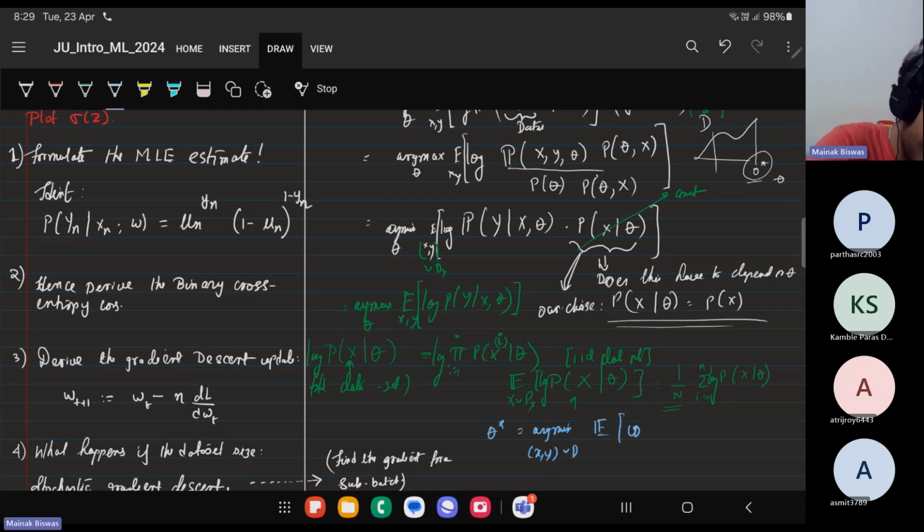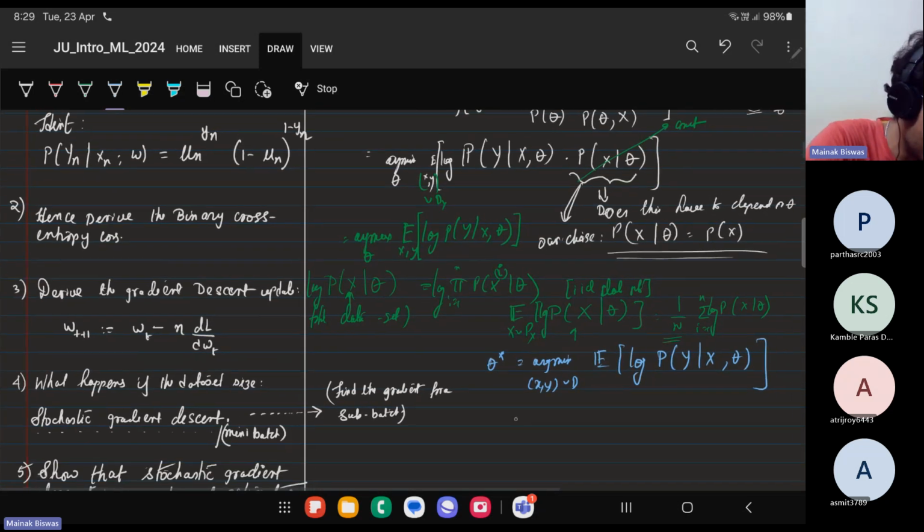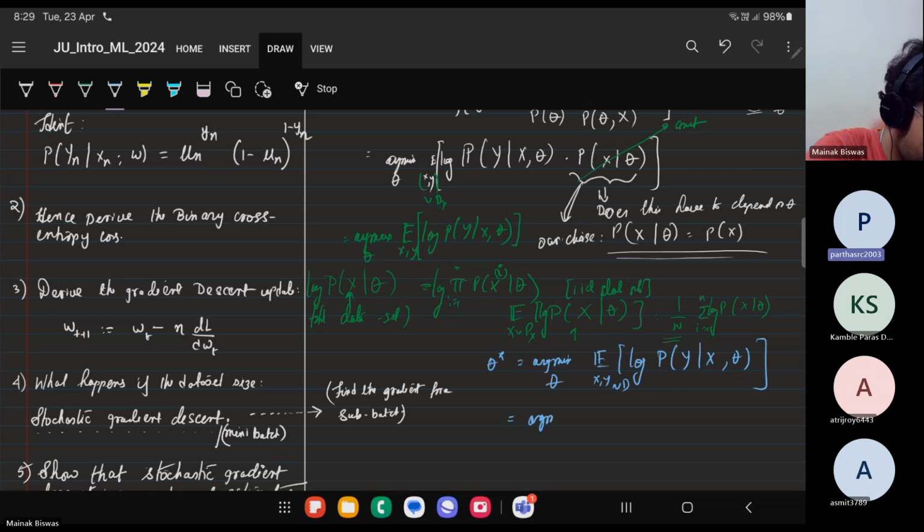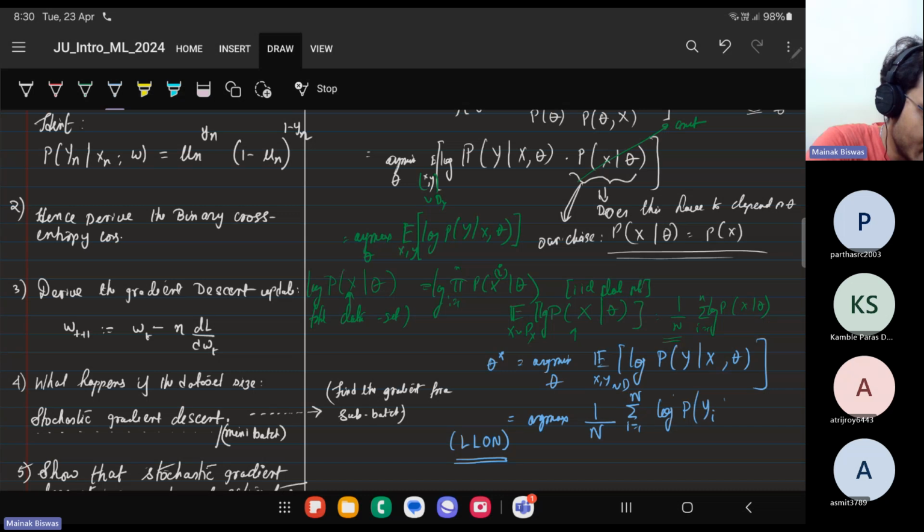Expected value. If you're not able to understand what the data distribution is, don't worry about it. The data distribution is nothing but the data. We do not have the actual data distribution, so what will I do? I'll try to estimate it with a sample estimate. We have done the law of large numbers. Summation i equal to 1 to n of the log probability of yi given xi and theta. See, it becomes the same thing. Is it clear?